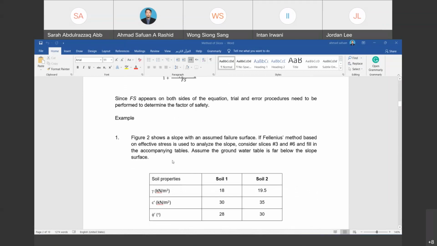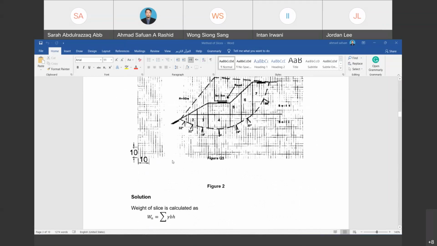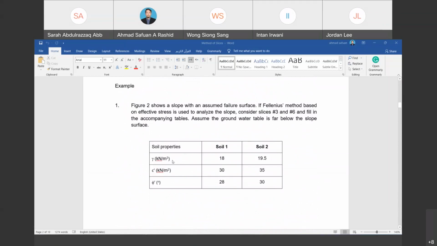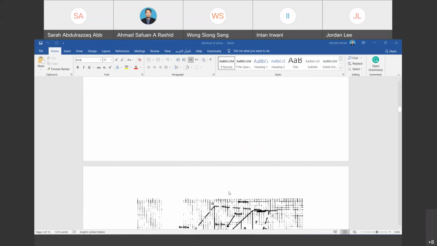For figure 2, it shows a slope with an assumed failure surface. If the Fellenius method based on effective stress is used to analyze the slope, consider slices 3 and 6 and fill the accompanying table. Assume the groundwater table is far below the slope surface. This is the soil properties. The slope consists of two types of soil, soil number 1 and soil number 2.